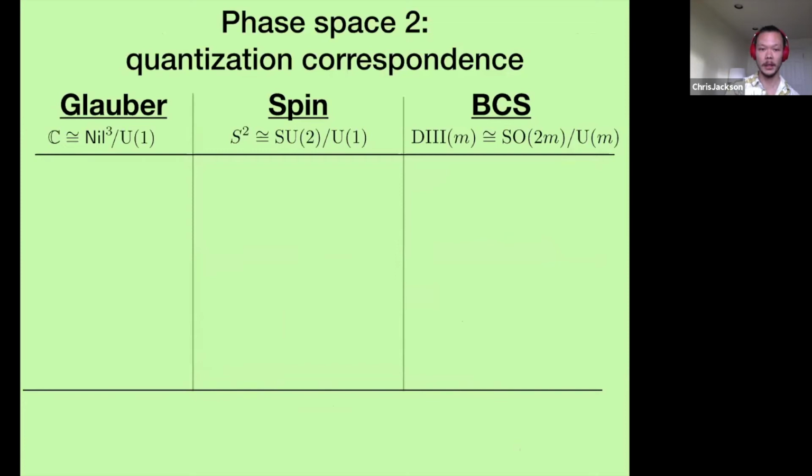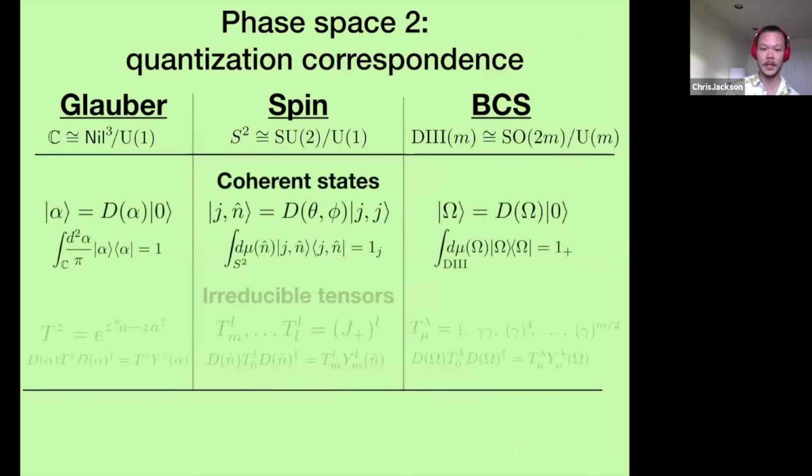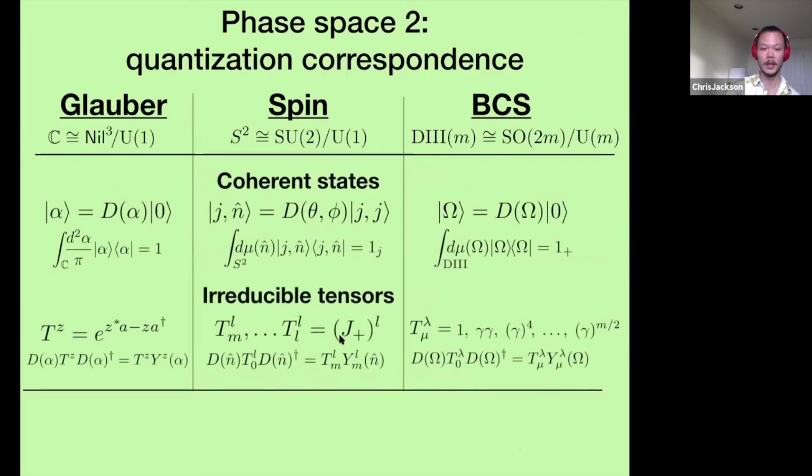All right, so when you quantize these manifolds, just to review again, these displacements and these harmonics appear in the quantization in terms of coherent states for points. So they're the quantum analog of a point in the manifold. And these irreducible tensors play the role of harmonics in the Hilbert space. So in the case of BCS coherent states, the irreducible tensors are just polynomials in the Majoranas of fixed degree.